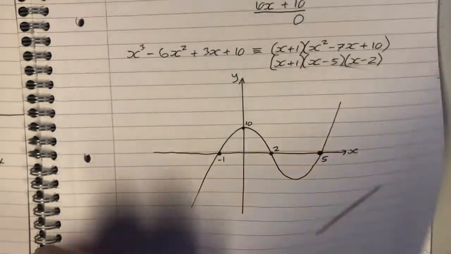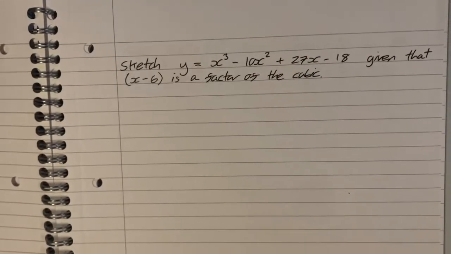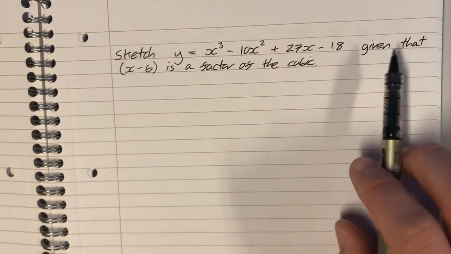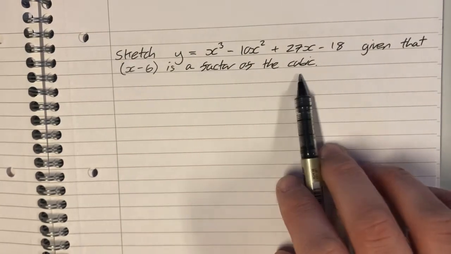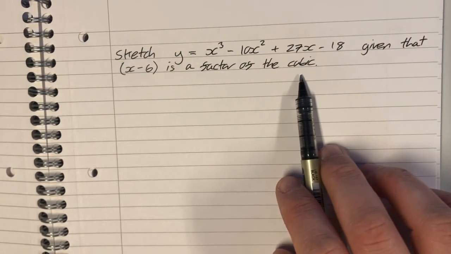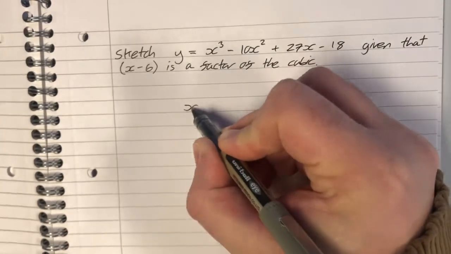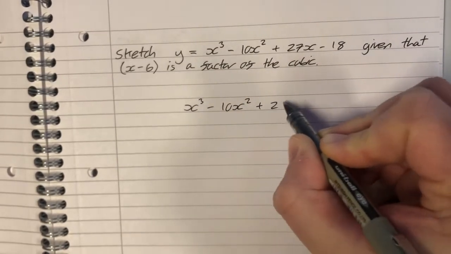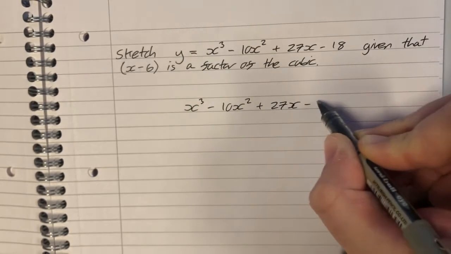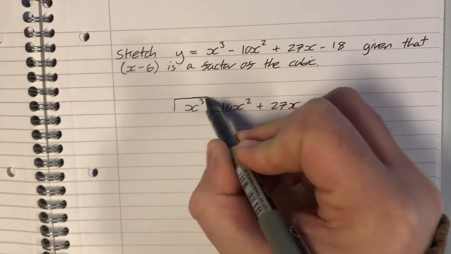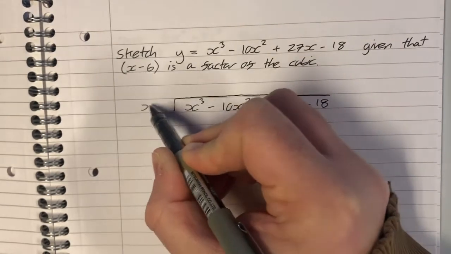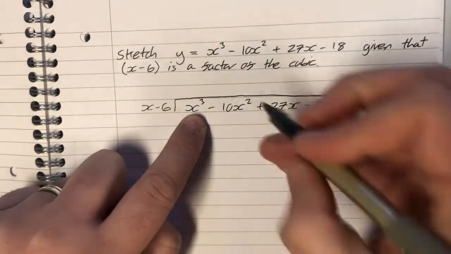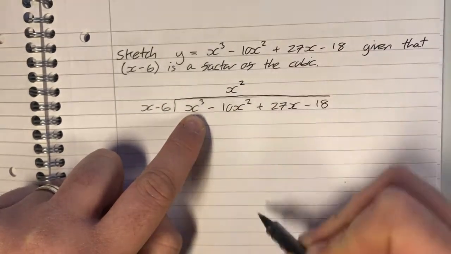Okay, so another one, very similar. Sketch y equals x cubed minus 10x squared plus 27x minus 18, given that x minus 6 is a factor of the cubic. So I'm just going to go through this one a bit quicker. So again, I'm just going to write this under my bus shelter. I'm going to divide that by x minus 6. First question, what do I times by x to get to x cubed? The answer is x squared, so that goes up on top.